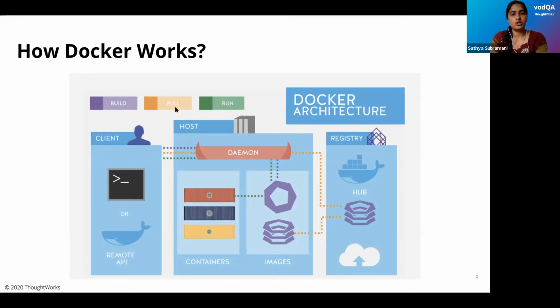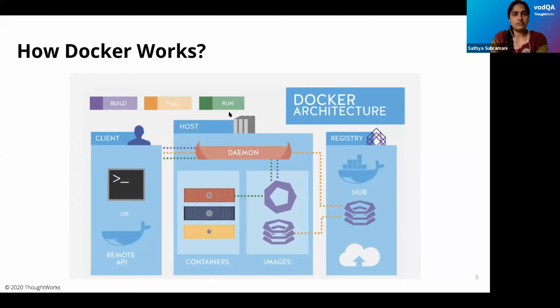And if you give docker pull, see this orange color, the Docker daemon will accept that request and check in the registry. If that image is present in the hub, it will pull that image and put it on your local machine. Similarly, if you give docker run, see that green dotted line.